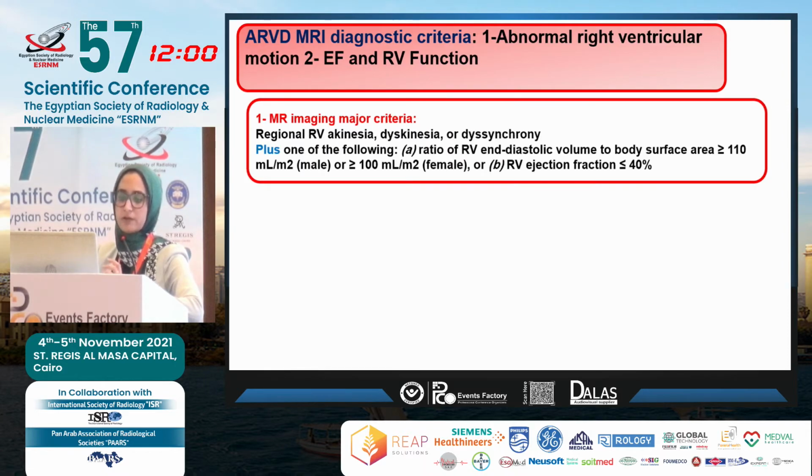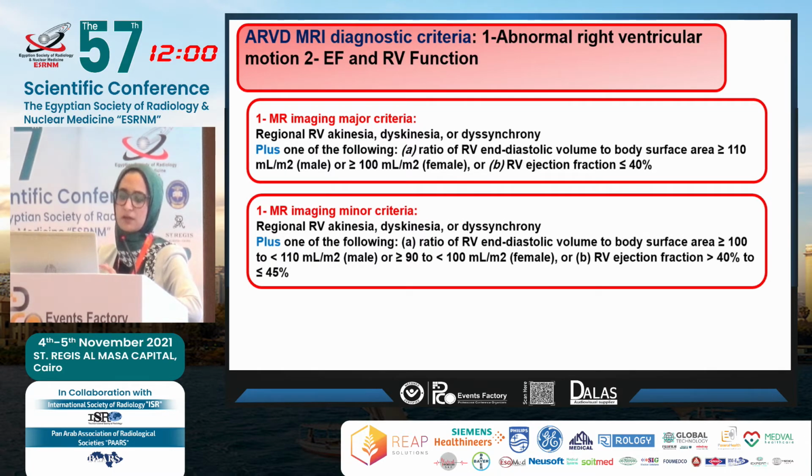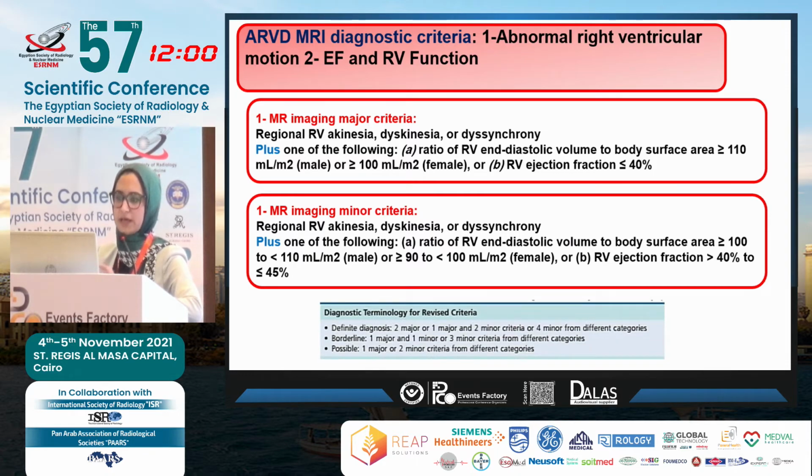In cases of ARVD, arrhythmogenic right ventricular dysplasia, MRI is very superior in diagnosing these cases, because they are relatively hard cases to diagnose. So you need to answer questions about whether there are regional RV wall motion abnormalities, plus whether the RV is dilated enough or the ejection fraction of the RV has fallen to meet one of those criteria. So it's either reaching the major criteria or minor criteria, and based on that you can answer whether this case is an ARVD case or not.